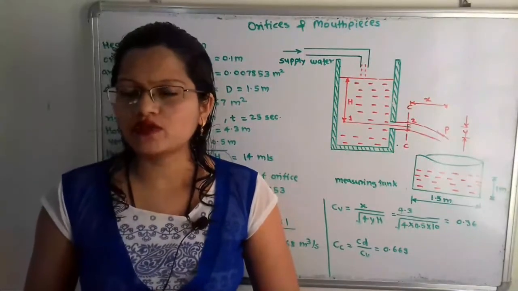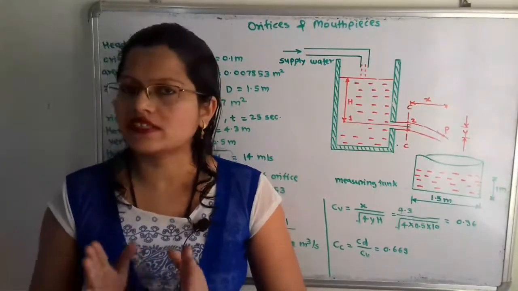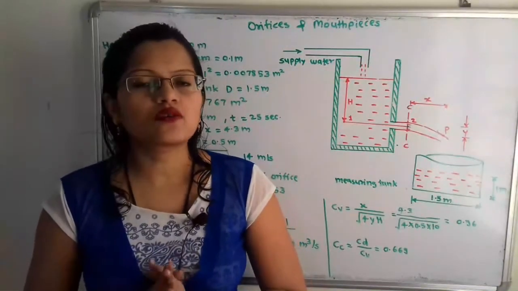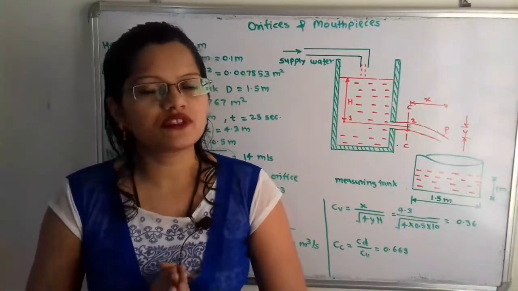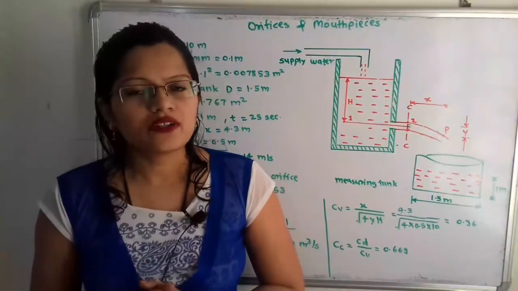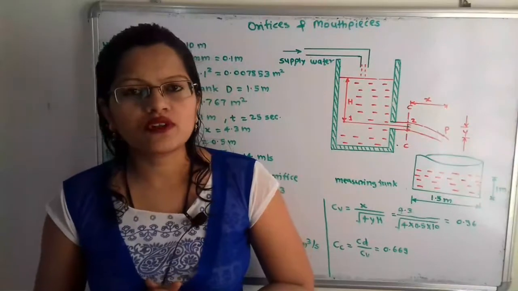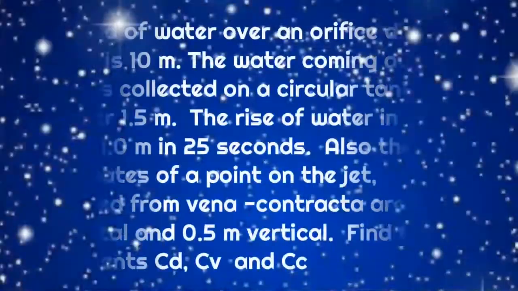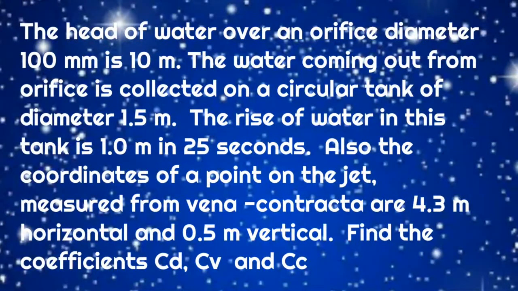Today we are going to solve a problem on orifices and mouthpieces. In this video, we are going to find out the coefficient of discharge, coefficient of velocity and coefficient of contraction, where water coming out from the orifice is collected in a measuring tank. So first, I will read the given problem.